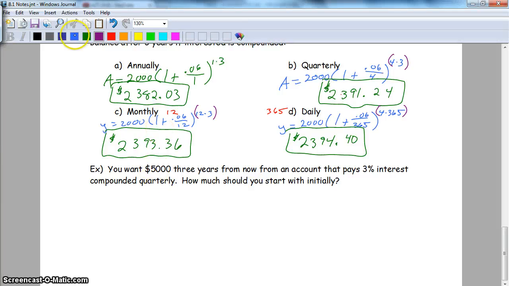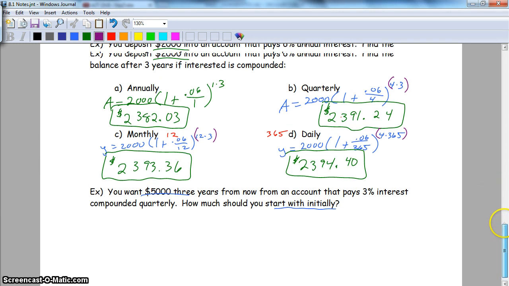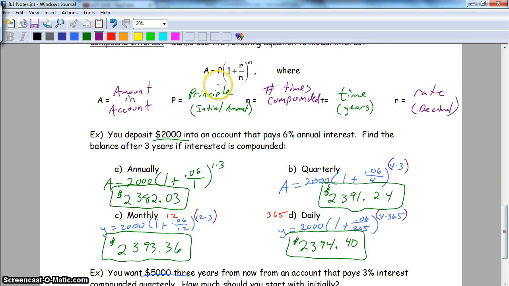Alright, so finishing these first pages of notes. This one we're going to go backwards. We're going to find, well, we'll see what we're trying to find. You want $5,000 in 3 years in a new account that pays 3% interest compounded quarterly. So how much should you start with initially? So we're trying to find the initial amount, which, if you recall from up here, is P.